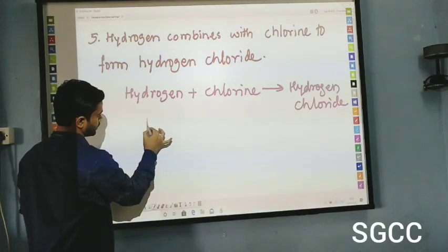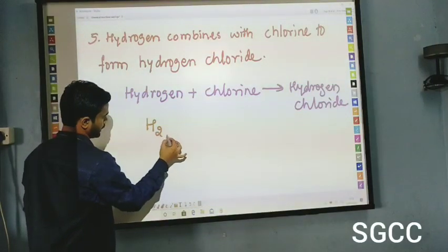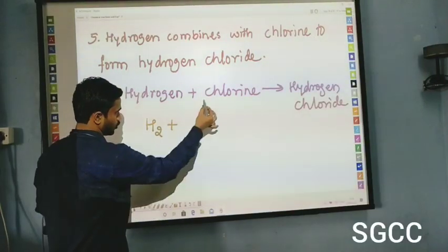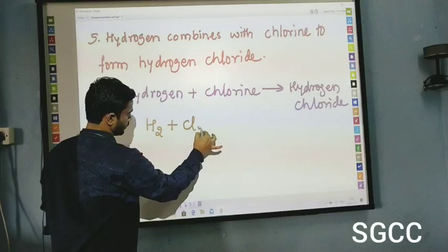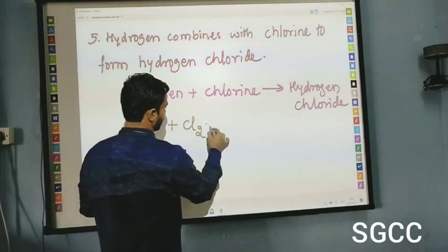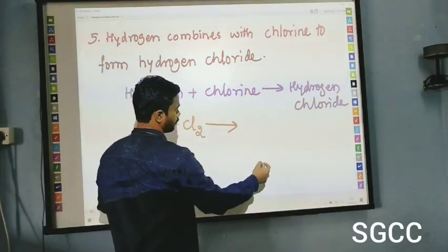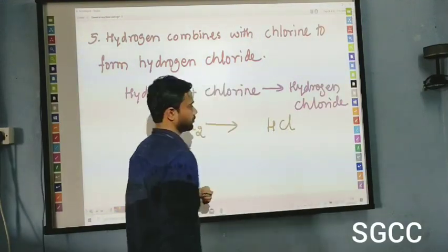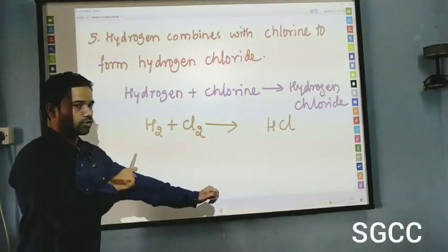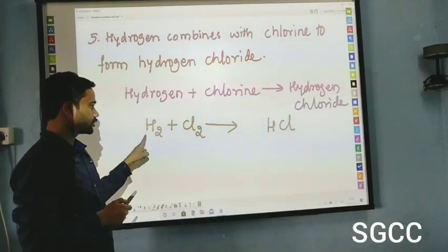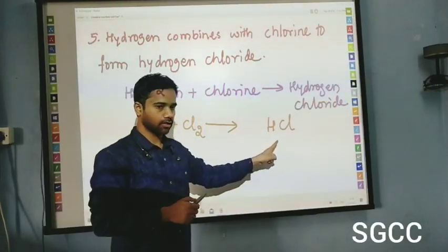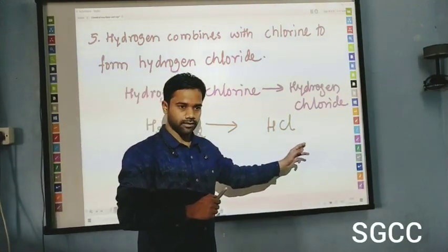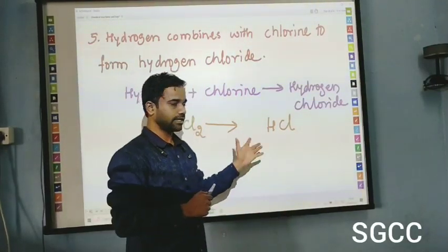Let me write in the elemental form like this. Hydrogen can be written as H2. It's a gas, that's why I am writing H2. Plus chlorine, you already know how to write it, Cl2. What is the formula for hydrogen chloride? Let me check whether it balances or not. How many hydrogens are present? 2. How many hydrogens here? Only 1. How many chlorines? 2. How many chlorines on the product side? Only 1. So it is unbalanced.